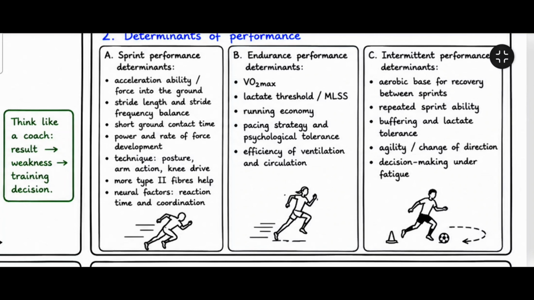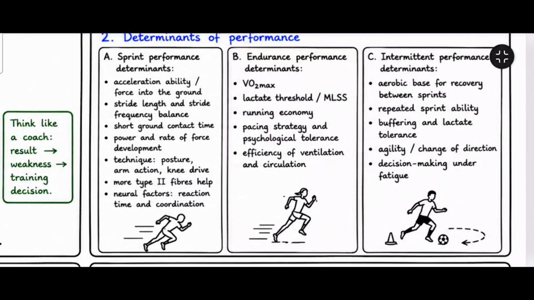For intermittent performance determinants, we've got aerobic base for recovery between sprints. This is probably even more important for games players like football and basketball. We've got repeated sprint ability, buffering and lactate tolerance, agility, change of direction, and decision making under fatigue.